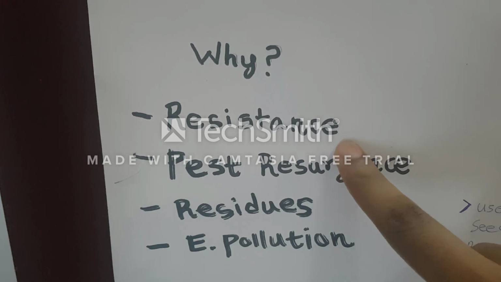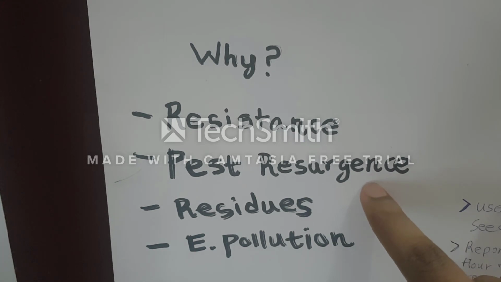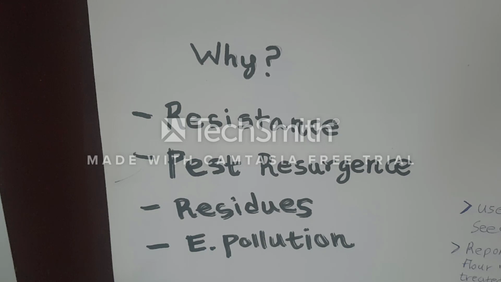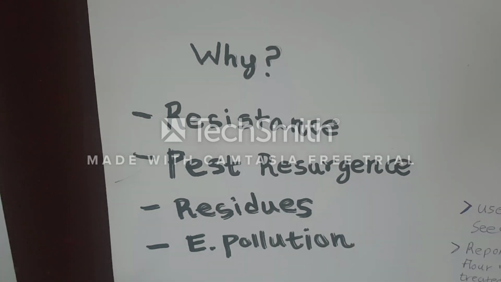First one is the resistance of the pathogens. Second one, the emergence of pest resurgence, which is the pest coming back in increasing numbers. A well-known example for this is the resurgence of brown plant hopper in rice cultivation. Third one, residues of plant materials. And fourth one, environmental pollution. So a sustainable solution for all these problems can be given by integrated disease management, and that's what we are going to discuss.